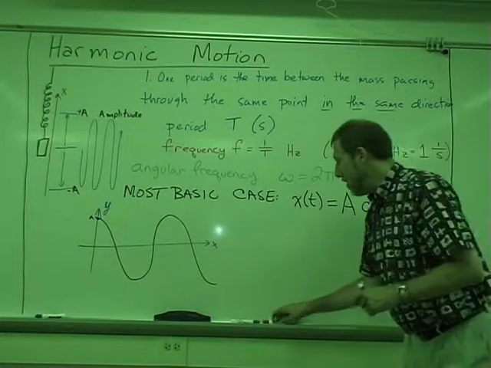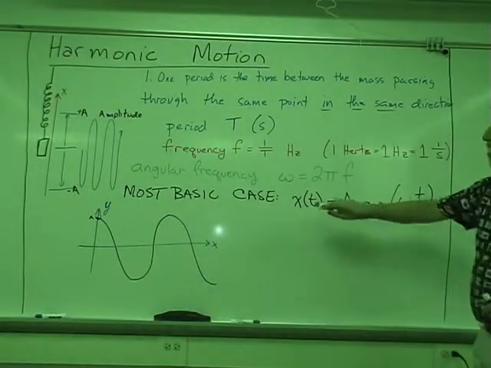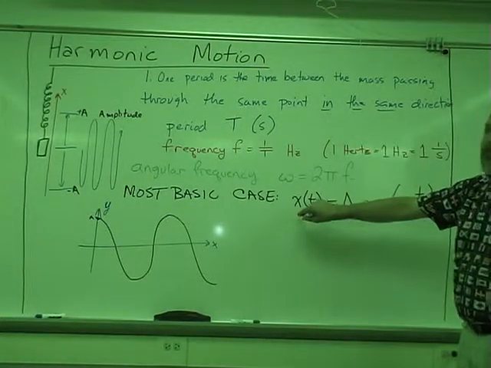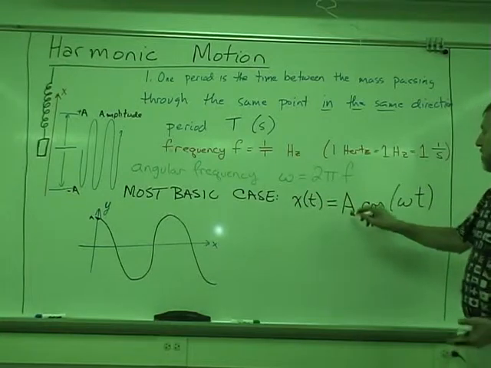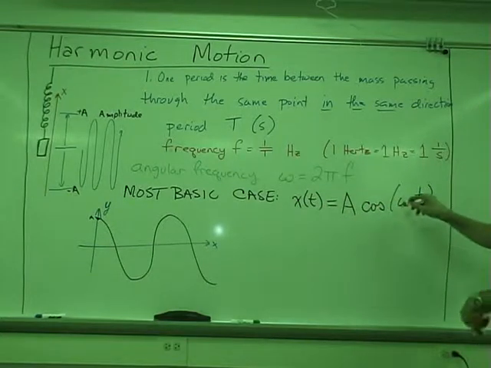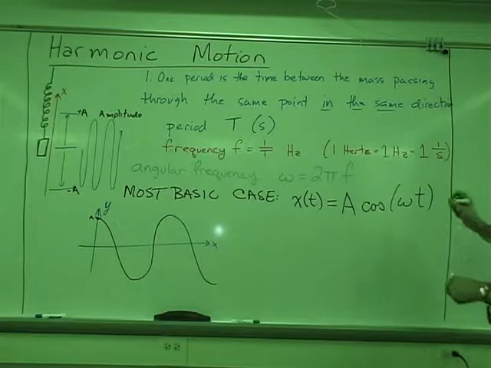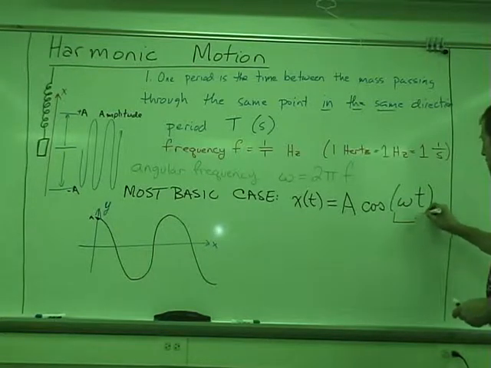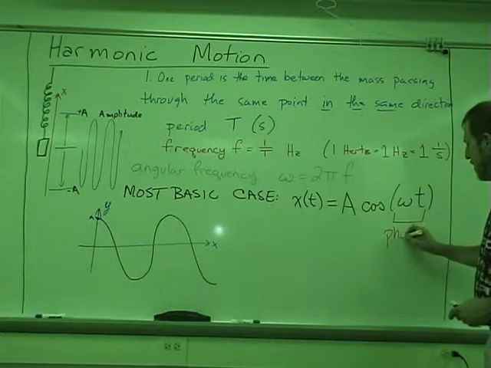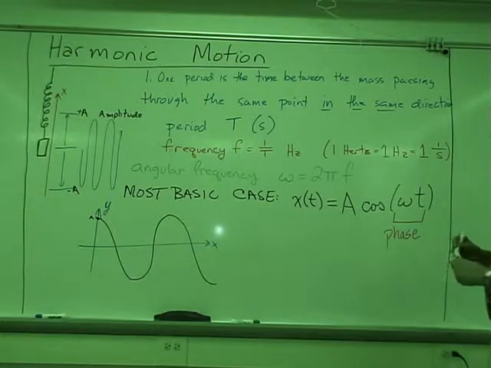Now, if I've got this motion being described in terms of, hey, the position of some function at time is equal to A times the cosine of omega t, this number between these 2 points is the phase.